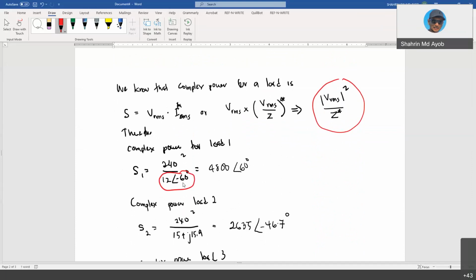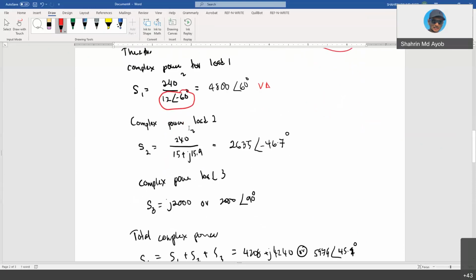So by using calculator, this is my complex number, complex power: 4800 with an angle of 60. So the unit is VA. That is the complex power for load 1.